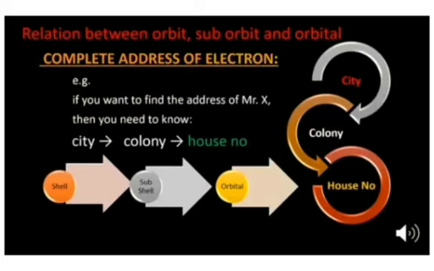Relation between orbit, suborbit and the orbital. In simple words, we can say that this will give us the complete address of the electron. For example, if we want to find out the address of Mr. X, then we must know about the city in which he lives, his colony and the house number to reach at the specific place. Similarly, if we want to find out the address of the electron, we must know about the shell in which the electron is, about the subshell and also the orbital of the electron to reach at the place of the electron.